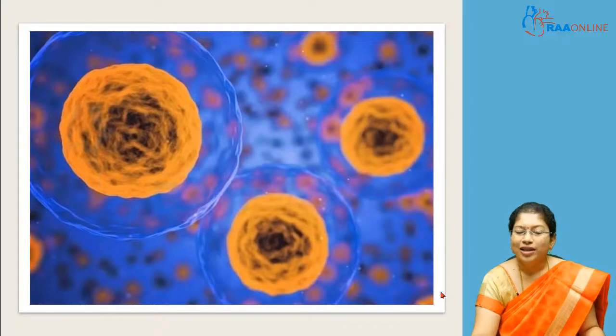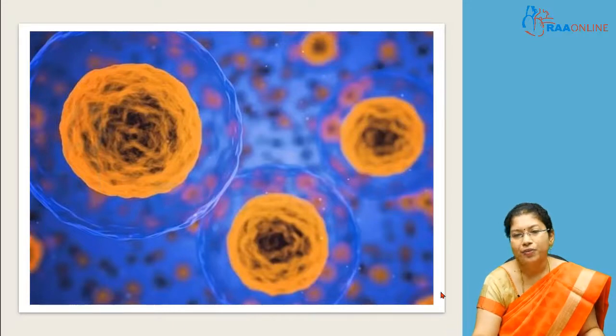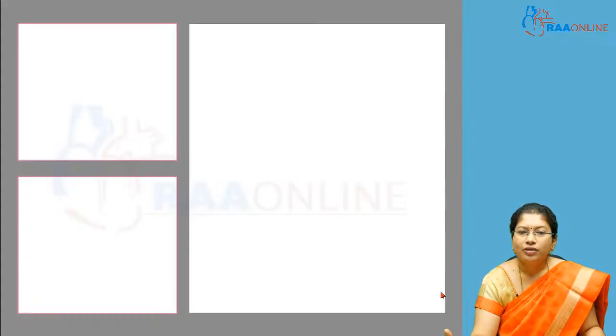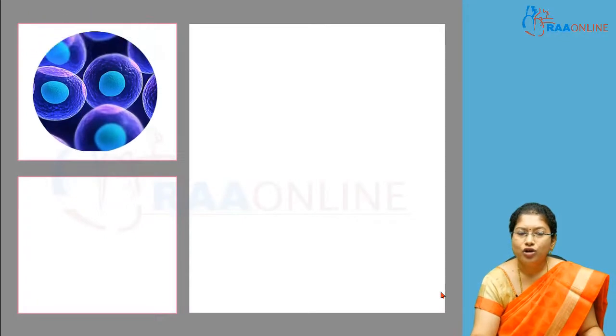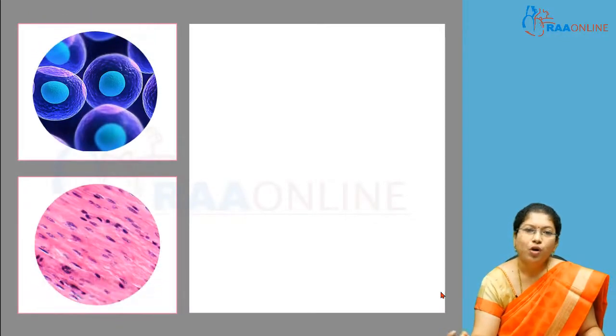What is actually a cell? Cell is the structural, smallest functional unit of life. This is the basic structural and functional unit of our life. The cell is the building block of life. What do you mean by the building blocks of life? Because this smallest unit is built upon each other to form a tissue.